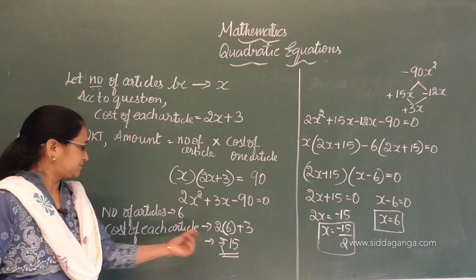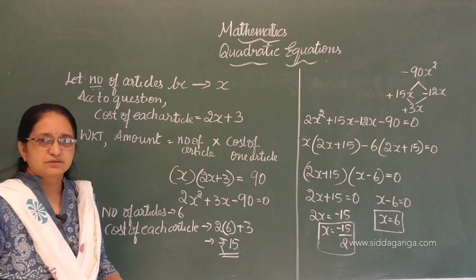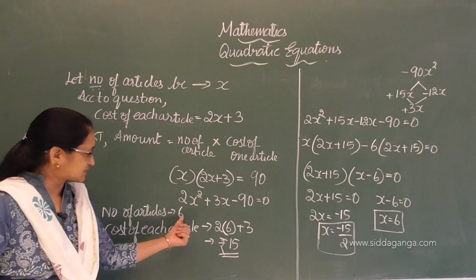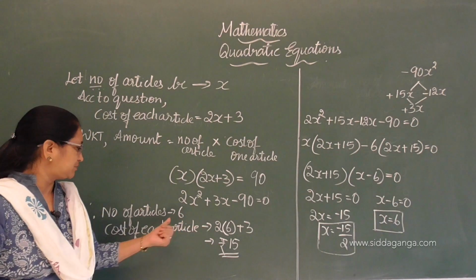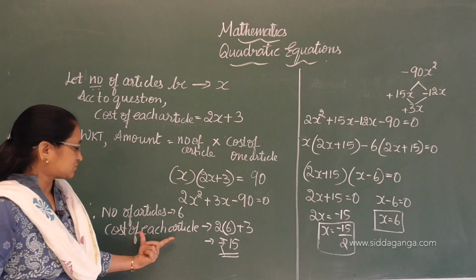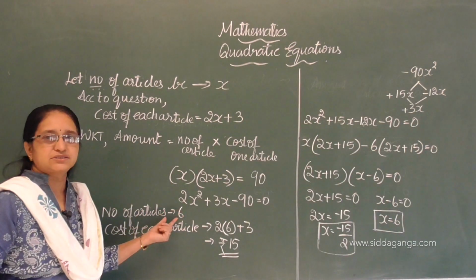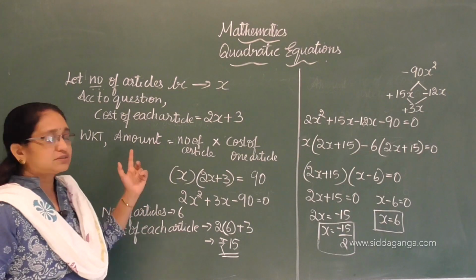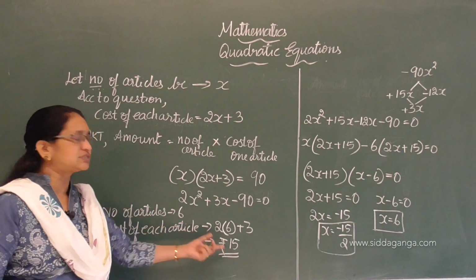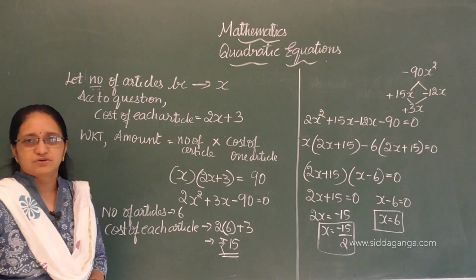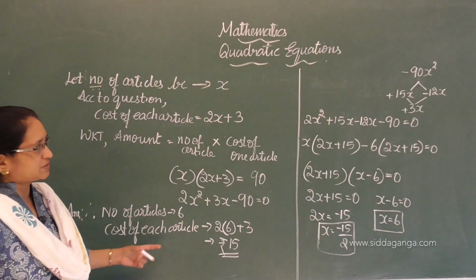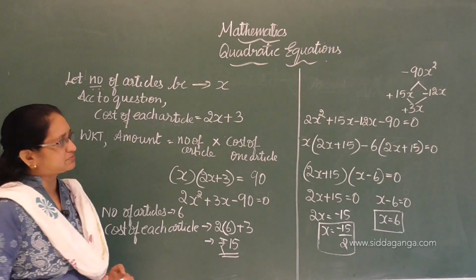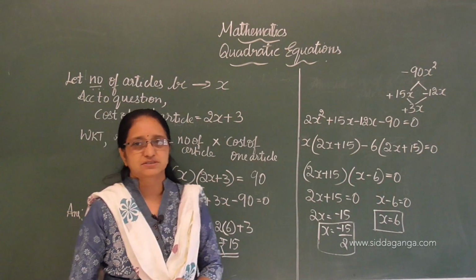Now verification. You can calculate mentally. When you multiply cost of each article into number of articles, you will get the amount, isn't it? So what is the amount? 90 rupees. 15 6s are 90. So you can decide whether your answer is correct by doing verification. Whenever possible, do the verification also.